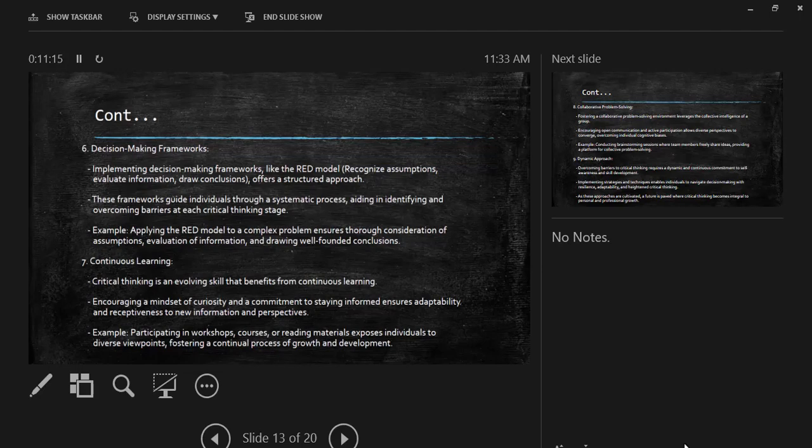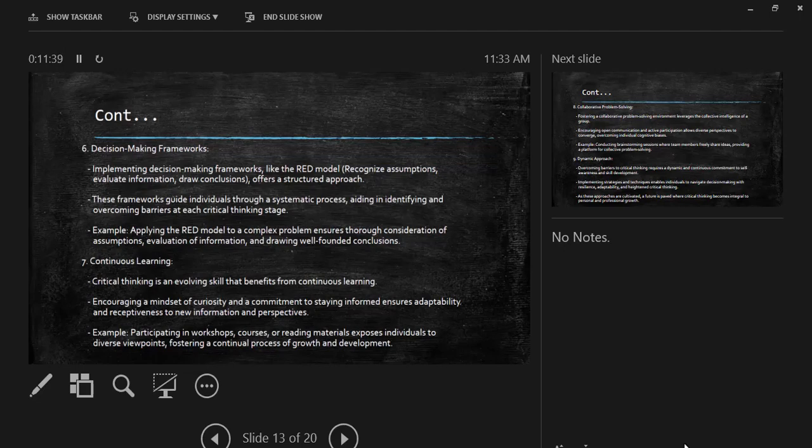The sixth one is decision-making framework. This involves using RAID: recognize assumptions, evaluate information, and draw conclusions. It offers a structured approach. Example, applying the RAID model to a complex problem, ensuring thorough consideration of assumptions, evaluation of information, and drawing well-founded conclusions.